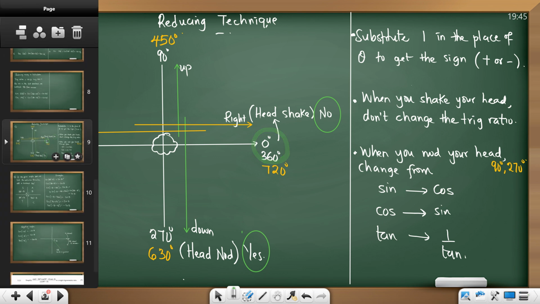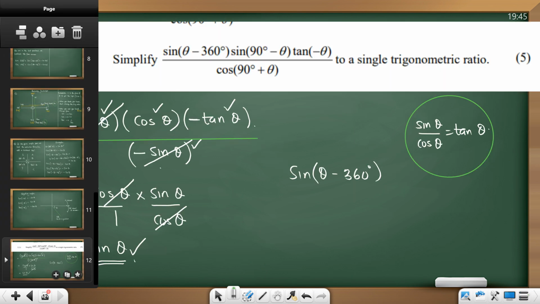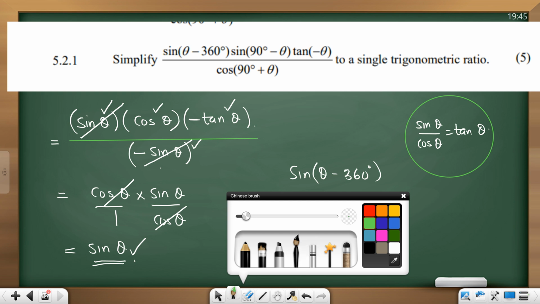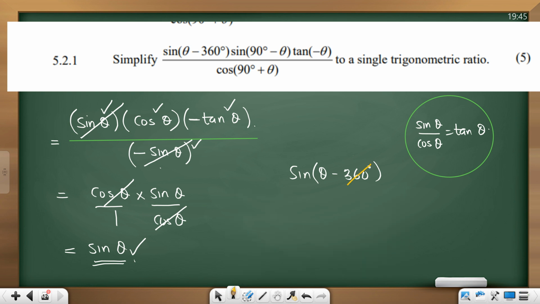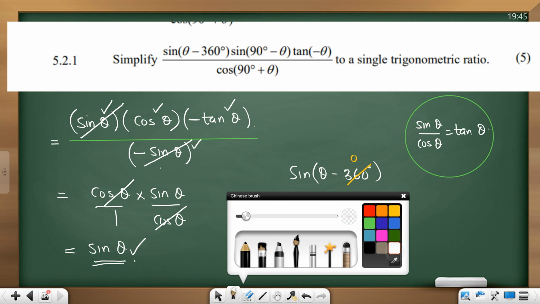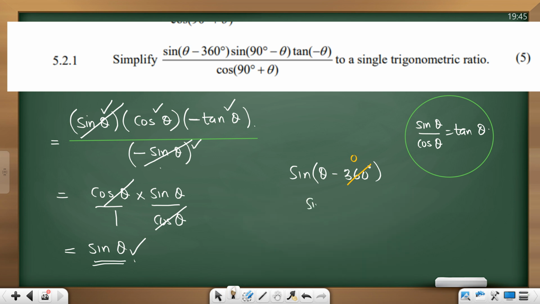It means when I'm doing my trig, anytime I see 360, I can literally cancel it and replace it with 0. I can cancel 360 and replace it. What is theta minus 0? Do you see? It's exactly the same thing I have on the first one. 360 can be replaced with 0.